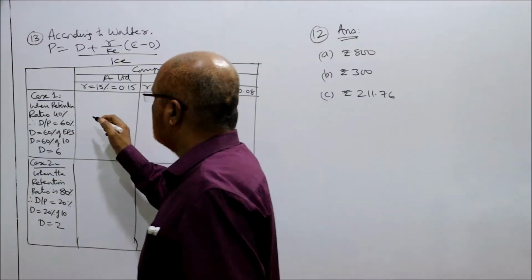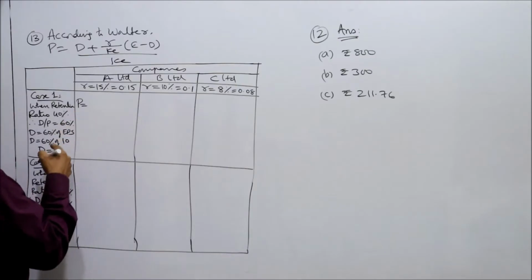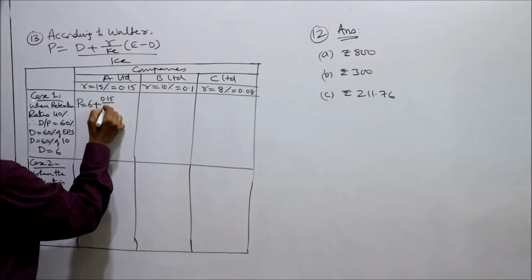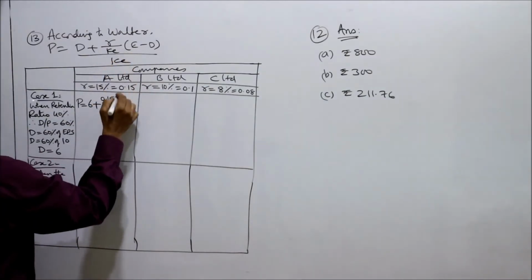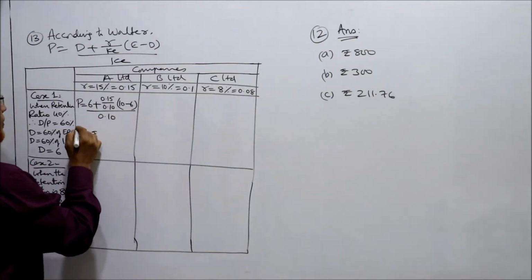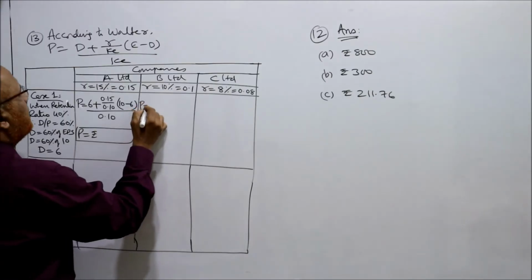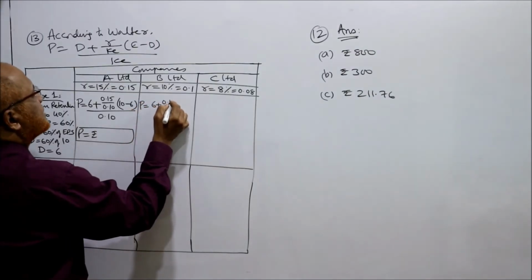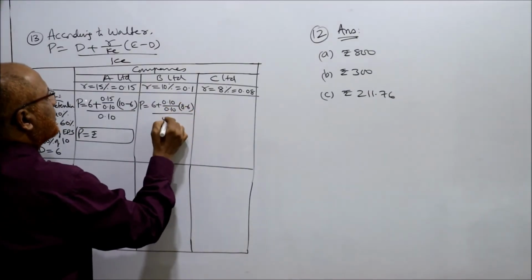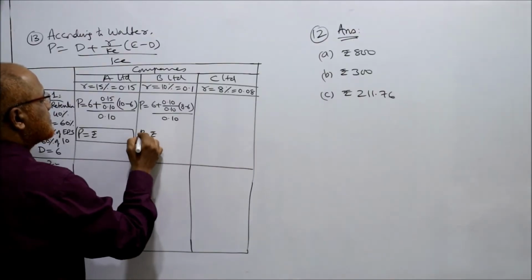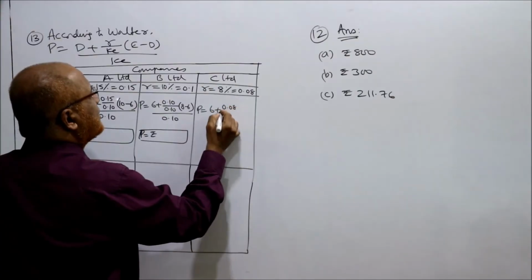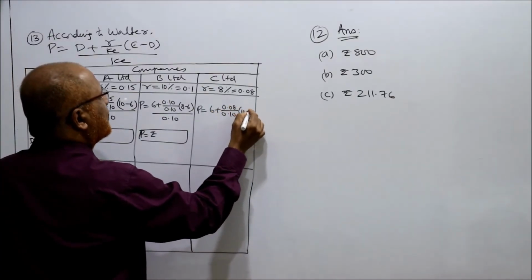Now we have to substitute. P is equal to D. The D is 6 rupees plus R by KE. R is 0.15. KE is 0.10. E minus D, 10 minus 6, divided by 0.10. Similarly, P is equal to 6 plus 0.10 divided by 0.10, 8 minus 6 divided by 0.10. P is equal to 6 plus 0.08 divided by 0.10, 10 minus 6.